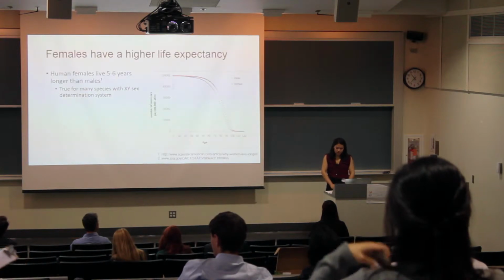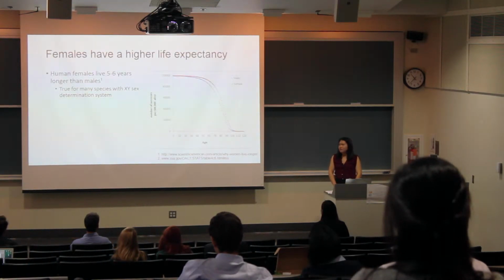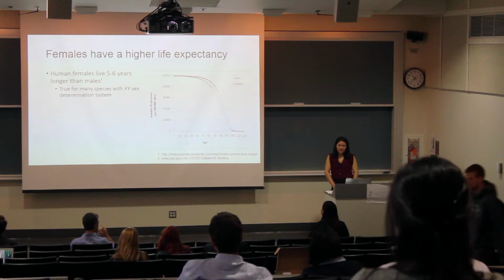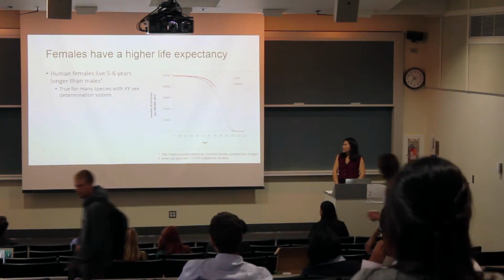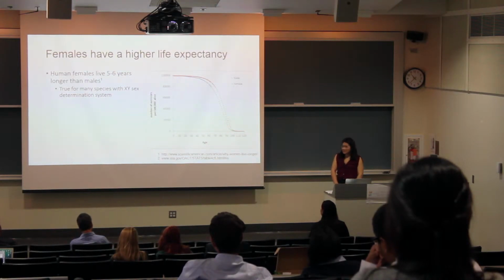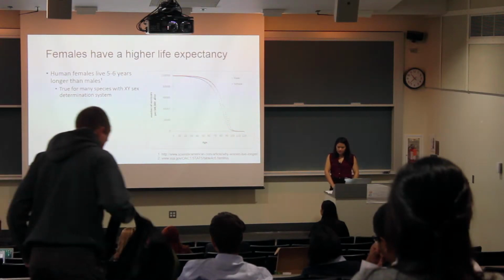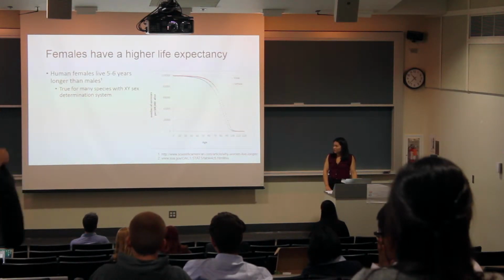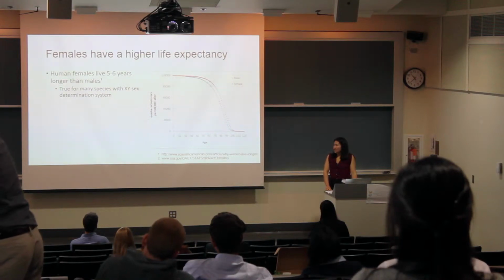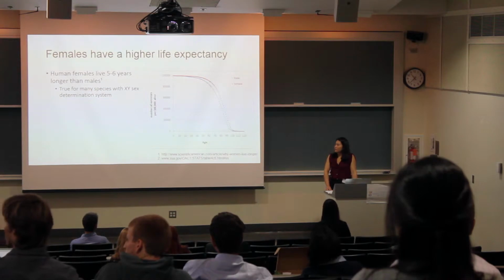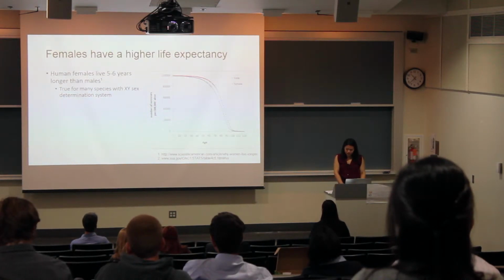The most notable aging difference is the observation that females live longer than males. This observation is true for many species with XY sex determination. For humans, females outlive males by 5 to 6 years. This is a substantial difference in lifespan. In this graph displaying United States male and female survivorship with age on the horizontal axis and number of survivors on the vertical axis, females outsurvive males at every age.